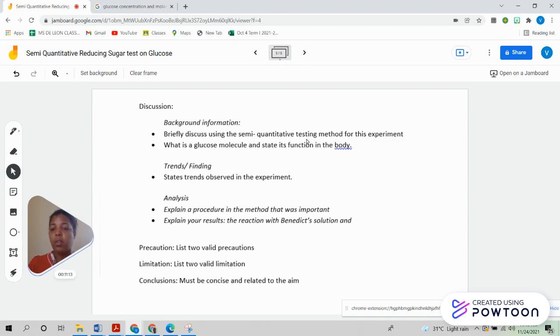Two precautions, two limitations, and then you have your conclusion, which is going to be a brief summary: as the glucose molarity increased, what happened with your color intensity, what happened with your precipitate. And then you tell me again what sample X molarity was. And that will be the end of this lab.